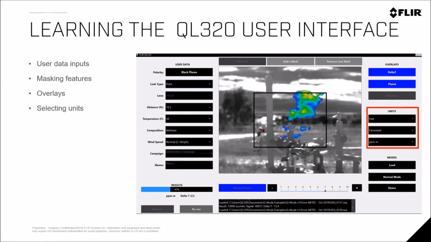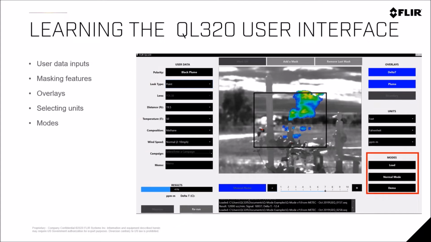The units are the standard units that you would use, English or metric units for distance as well as temperature. And then what units of measurement would you want to see output with your QL320? Mass, volume, grams, or cubic centimeters, or would you want to see that concentration reading?